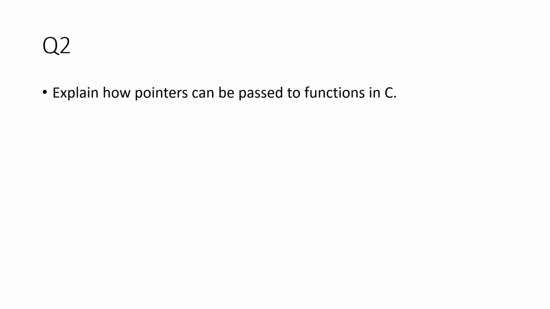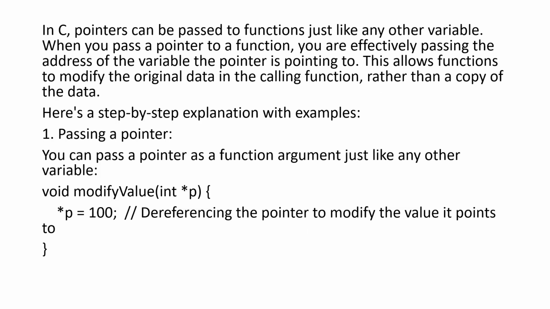Next question. Explain how pointers can be passed to functions in C. In C, pointers can be passed to functions just like any other variable. When you pass a pointer to a function, you are effectively passing the address of the variable the pointer is pointing to. This allows the function to modify the original data in the calling function rather than a copy of the data.